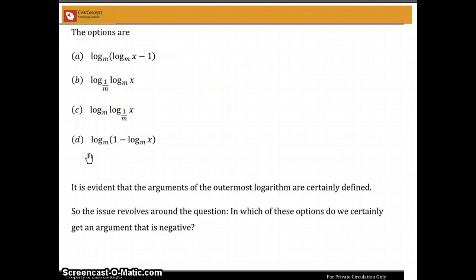Now it is evident that the arguments of the outermost logarithm, that is, log to the base m x minus 1, log to the base m x, log to the base 1 by m x, and 1 minus log to the base m x, those are all defined simply because log x to the base m is defined. If log x to the base m is defined, then even log x to the base 1 by m will be defined. Okay, and so the issue now revolves around the simple question: in which of these options do we certainly get an argument that is negative?